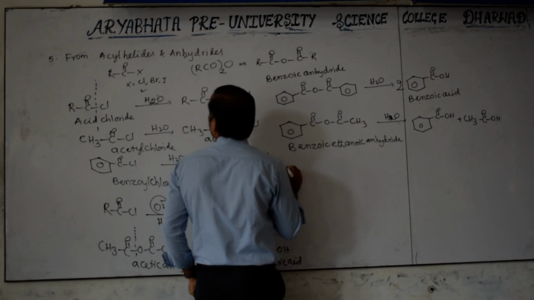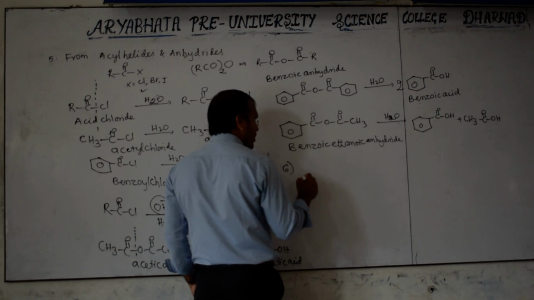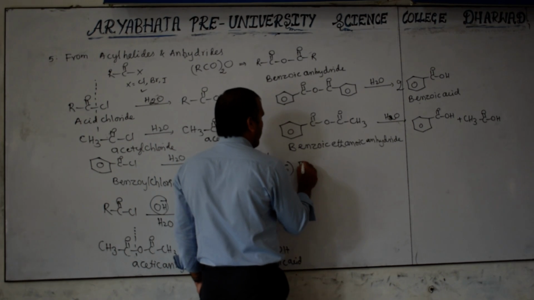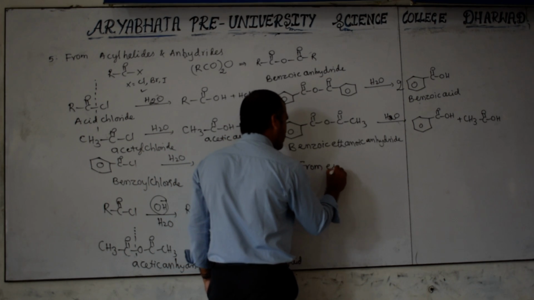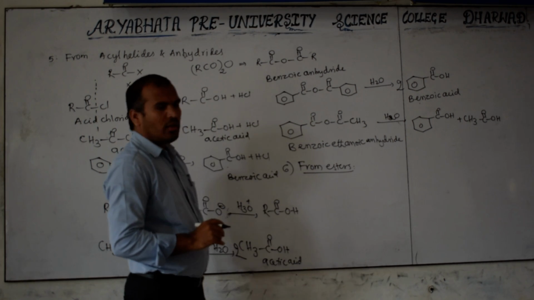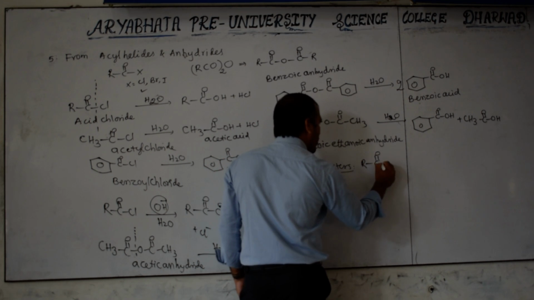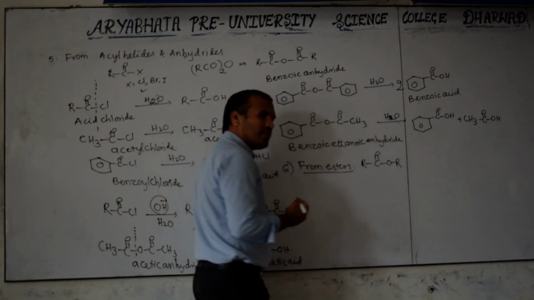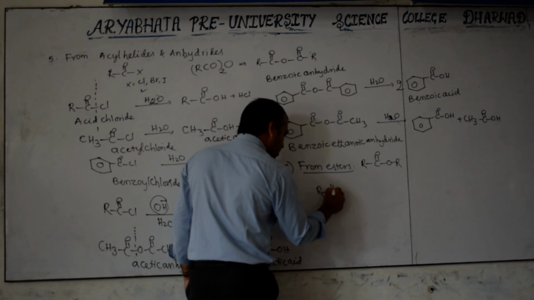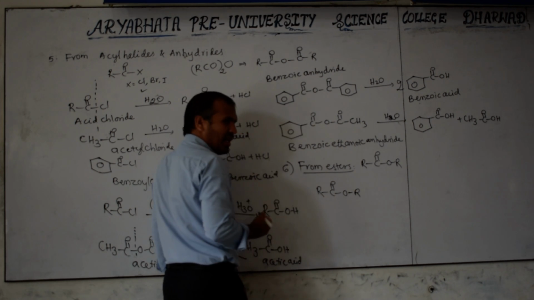Next, another one will be the 6th preparation method. I think this is the last according to our textbook. Many methods can be there, but I am writing only according to our textbook. This is from esters. From esters. We know the ester formula. What is an ester? RC double bond OR. This is an ester. This ester on hydrolysis gives RC double bond O. First I am writing the general reaction.